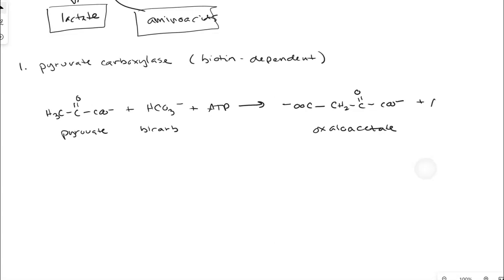Plus an ADP plus an organic phosphate. And you can see synthetically what's going on here is we're simply adding the second carboxylate functionality being donated from the bicarbonate to the pyruvate. So this reaction takes place in two discrete steps, involves ATP and bicarbonate as substrates, and utilizes biotin as a coenzyme and acetyl-CoA as an allosteric activator.